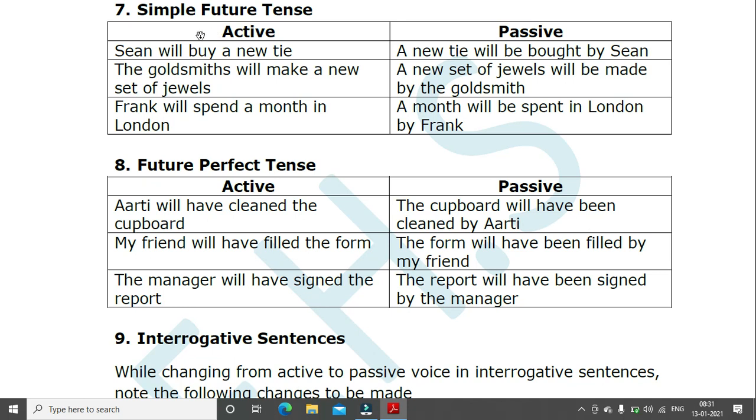The goldsmiths will make. So what will you start with? A new set of jewels. This is the whole thing. What he is going to make. Okay. So a new set of jewels will be made by the goldsmiths.